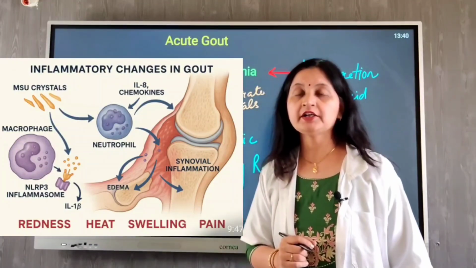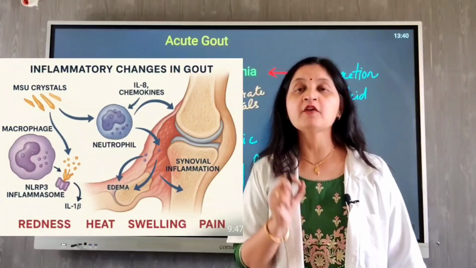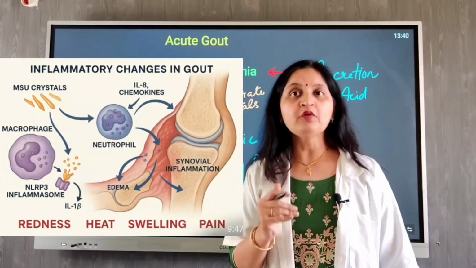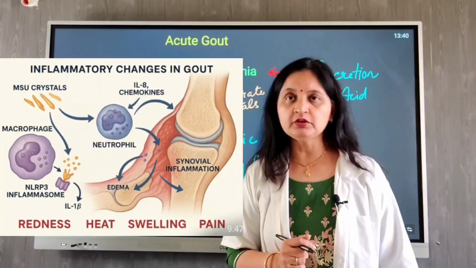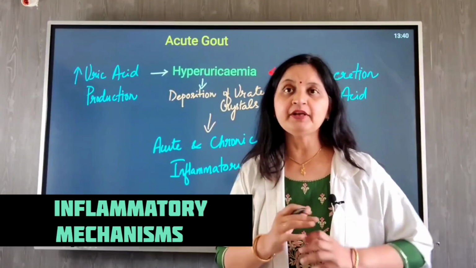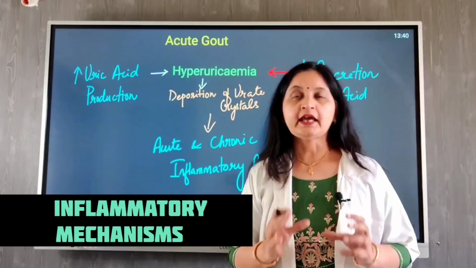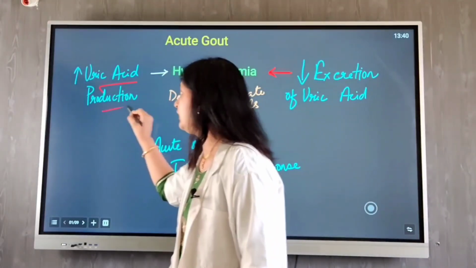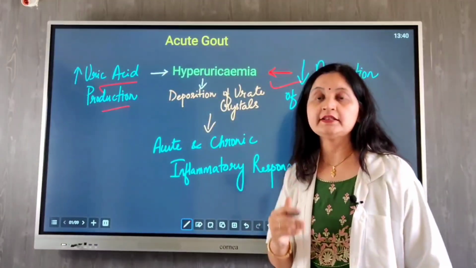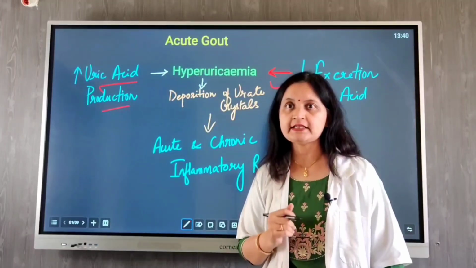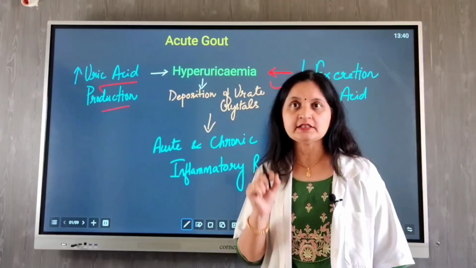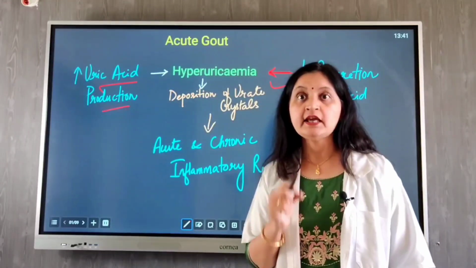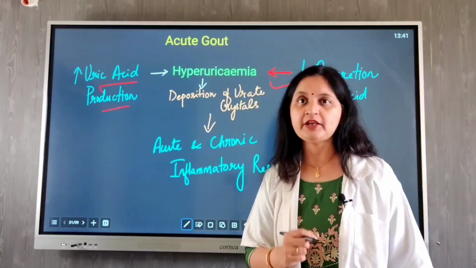Gout is an inflammatory arthritis which is caused by the formation and deposition of uric acid crystals in the joints and soft tissue, causing damage to the joints. It can occur as a result of hyperuricemia: there is increased uric acid production and decreased excretion of uric acid, and this causes elevation of plasma uric acid levels and deposition of urate crystals in the joints and synovial tissue. Now the deposition of uric acid crystals triggers an acute and chronic inflammatory response.